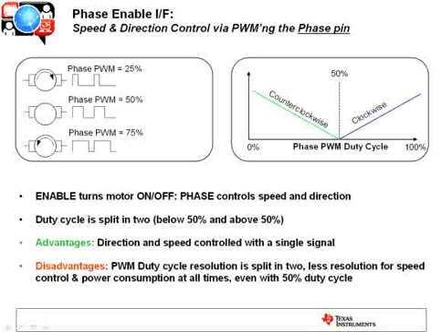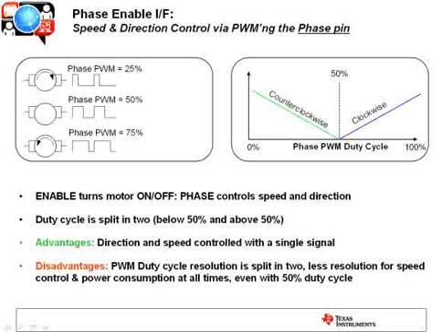So now if we look at the phase enable interface, but we want to control the speed and direction via PWMing the phase signal. So same exact interface, it's just now you use the enable pin to either just turn on or off the motor, and that phase pin, by PWMing that phase pin, you control both the speed and the direction. And that's really nice because now you've got a single control signal to control that motor, both speed and direction. The way you accomplish that is with the duty cycle of that PWM.